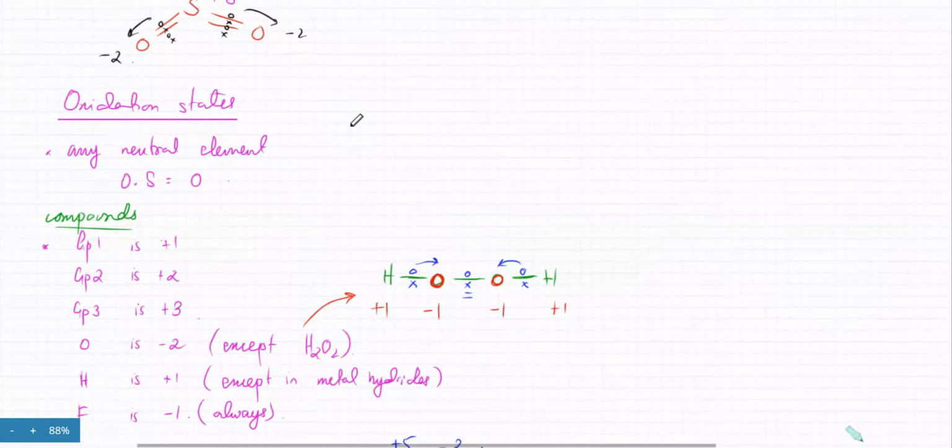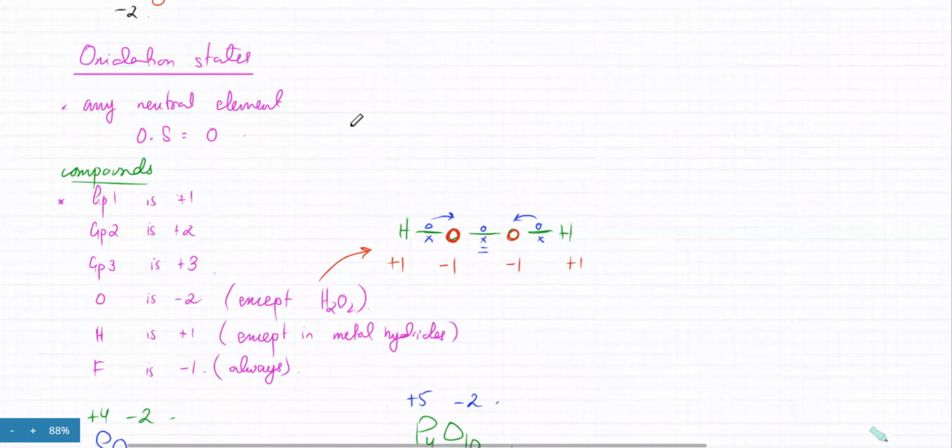So in redox, you're looking for substances that are losing electrons or gaining electrons, right?